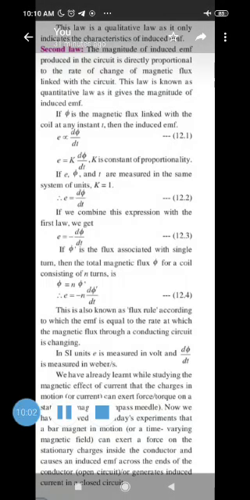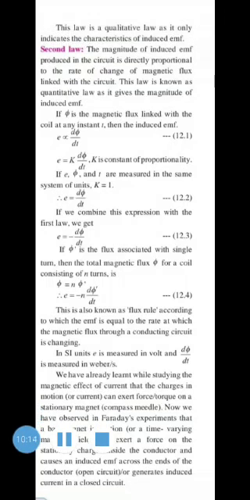Now let us consider phi as the magnetic flux at instant t. Then the induced EMF is directly proportional to the rate of change of magnetic flux. Here, k is the proportionality constant, and as E, phi and t are measured in the same system of units, k equals 1, therefore E equals d phi by dt. If we combine the expression with the first law, E equals minus d phi by dt.